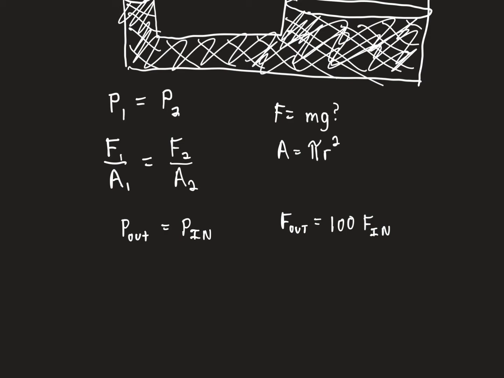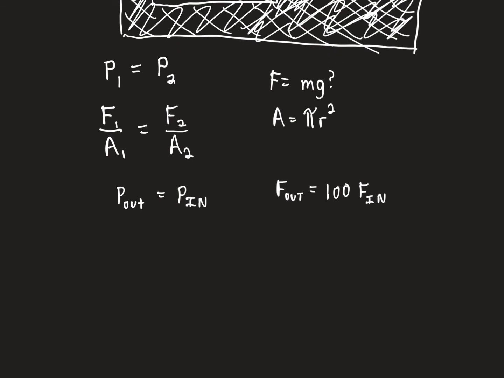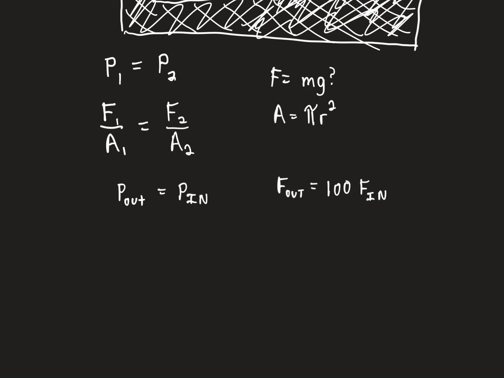So I really don't have lots of numbers here. I've just given lots of equations, lots of things to find. So I know pressure out is pressure in. Pressure out is made up of the force that's out over the area that's out, which is equal to the force that's in over the area that's in.